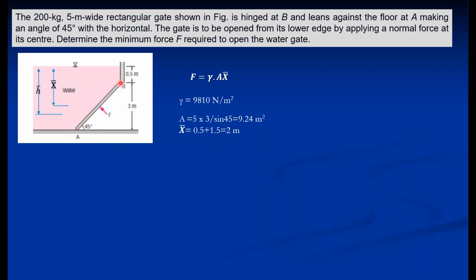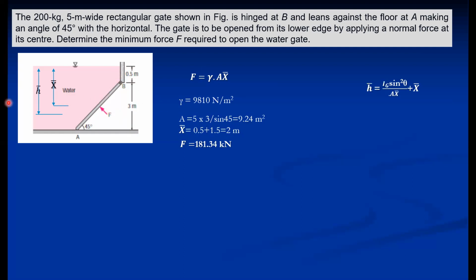So area is nothing but the inclined plane surface. So this side, which is 3 upon sine 45, and perpendicular to the plane, that is 5 meter. So 5 into this, that is 9.24 meter square. So that is the area of the inclined plane surface. X bar is the distance of CG from the free liquid surface. So obviously this is 0.5 meter, and the midpoint of this is 1.5, so around 2 meters. So by putting all these values, we can calculate F. So F is 181.34 kilonewton.